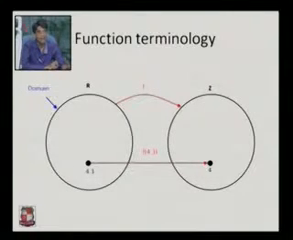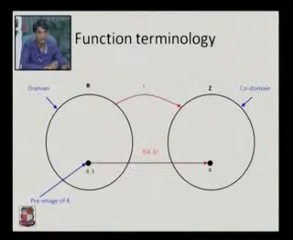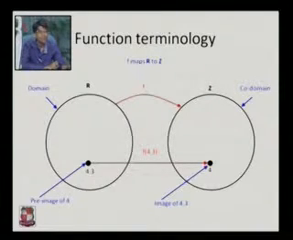We can say R is the domain and Z is the codomain. We can say 4.3 is the pre-image of 4, or that 4 is the image of 4.3, and this is the function f which maps R to Z. So this is a better understanding of the terminology of the function.